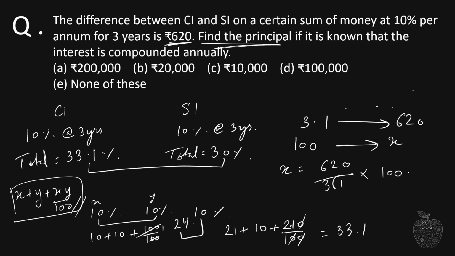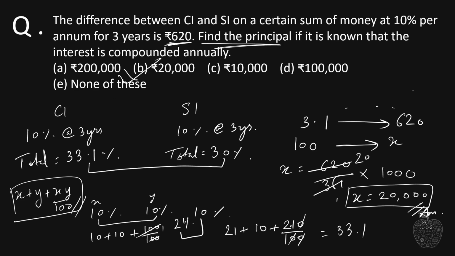Removing this decimal, we add another 0 here, and 31 ones are 31 and 31 twos are 62. So now we get x as 20 into 1000. We get the answer as 20,000, and this is our required answer. So option B here is the correct one.